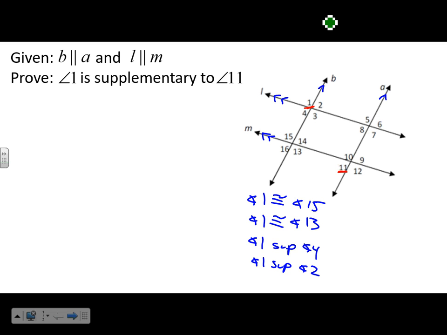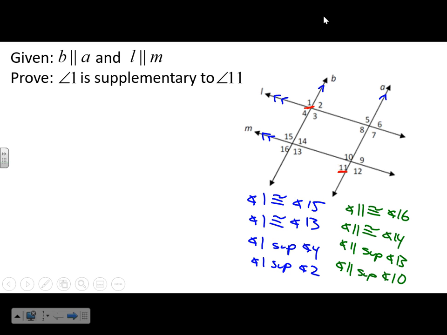So the next thing I'm going to do is look at number 11. I'm going to work backwards, the same thing we did with number 1, just with number 11. So I know angle 11 is congruent to angle 16. I know angle 11 is congruent to angle 14 because those are alternate interior. I know angle 11 is supplementary to angle 13 because those are same side interior. I also know angle 11 is supplementary to angle 10.